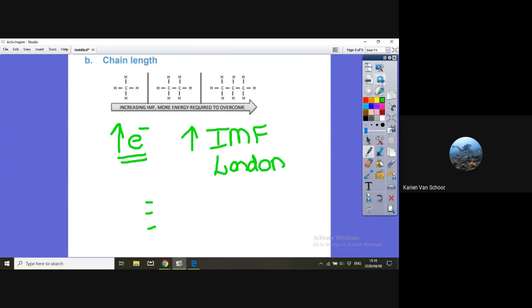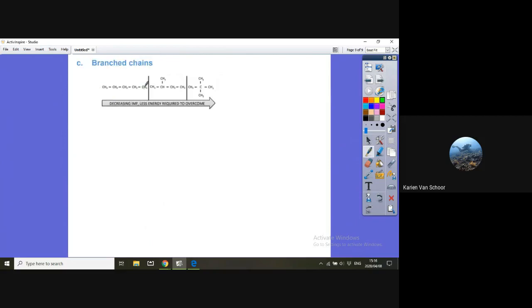And then the last one is if you have a straight chain compared to a branched chain. Now these ones have exactly the same molecular formula. So you will see they all have 5 carbons. So they are all C5H(2n+2), which is 10 plus 2, is 12. So you will see that they all have this molecular formula. So we can't say that one has more electrons. And they're all single bonds.